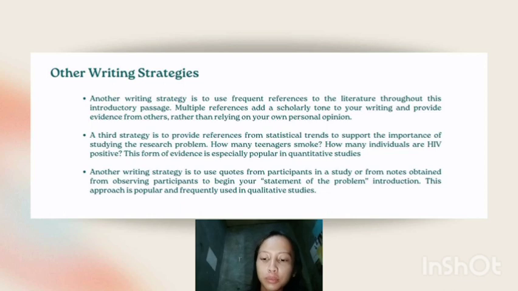And also you need to provide references from statistical trends to support the importance of studying the research problem. Of course, you need to have references that are timely and relevant to your study. So examples of this are how many teenagers smoke, how many individuals are HIV positive. So this form of evidence is especially popular in quantitative studies.